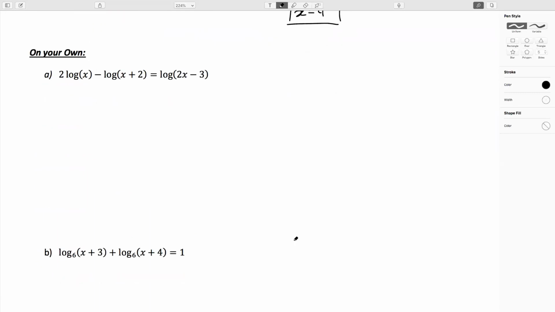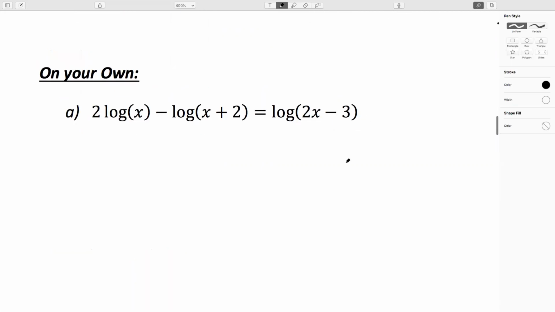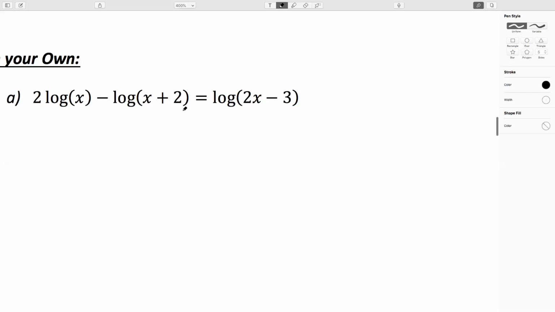All right, let's try some more of these. They're starting to get a little bit uglier here. Now we have 3 logs to deal with. We can still solve it using the same sort of approach, though. We're just going to have to join these together, at least as many as we can. So let's zoom in a little bit. What I'm going to do is I'm going to join the left-hand side together and simplify it so I just have log of something equals log of 2x minus 3. Then I can scrap the logarithms and I can just work with the arguments. And then we can solve for x. So let's give it a shot.